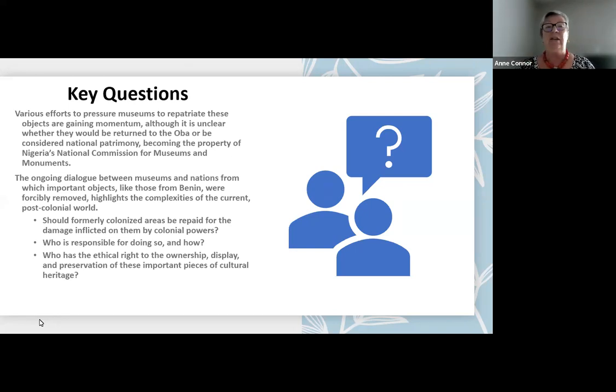Should formerly colonized areas be repaid for the damage inflicted on them by colonial powers? Who is responsible for doing so, and how? Who has the ethical right to the ownership, display, and preservation of these important pieces of cultural heritage? So think about it.